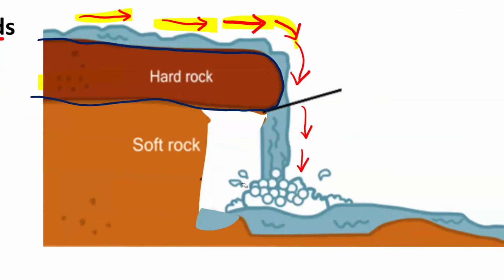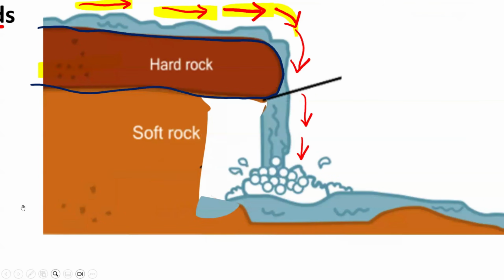Remember, guys, our softer rock was able to reach this level. Where was it able to reach? It was able to reach this level here. I think people can see it. I just want to make sure that you guys see what I'm talking about. Our softer rock was able to reach this level, but now it has been washed away because it is easily eroded.